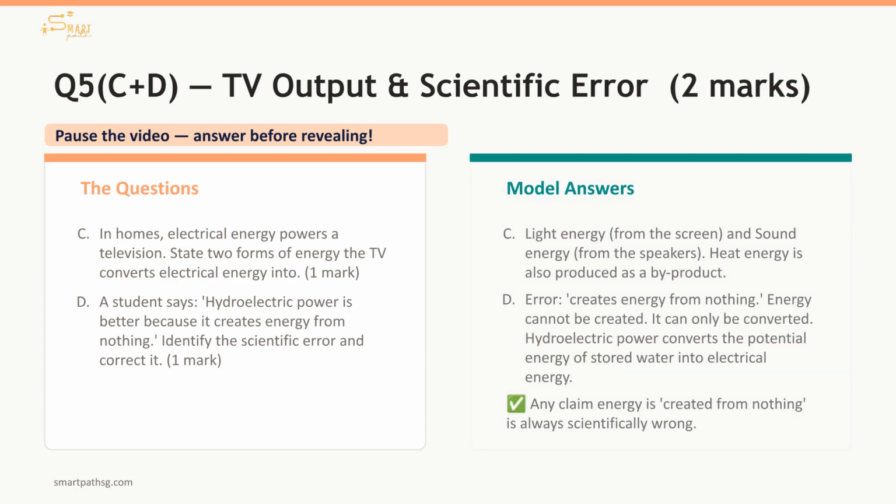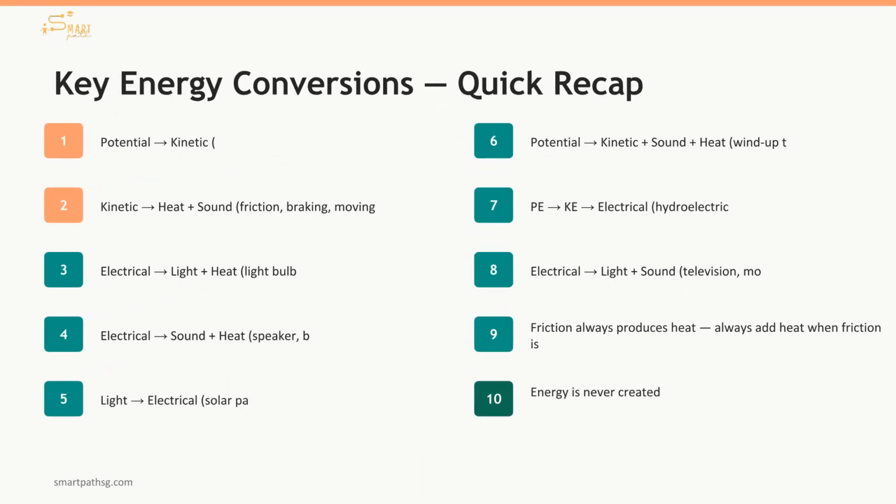Part C. A television converts electrical energy mainly into light and sound energy, with heat energy as a byproduct. Part D. The scientific error in the student's statement is the claim that energy is, quote, created from nothing. Energy can only be converted, never created or destroyed. That's all 5 questions covered.